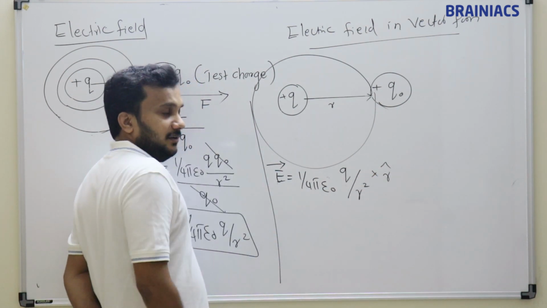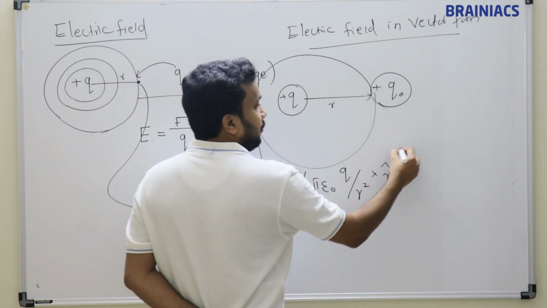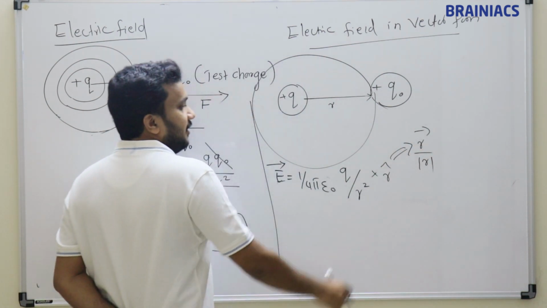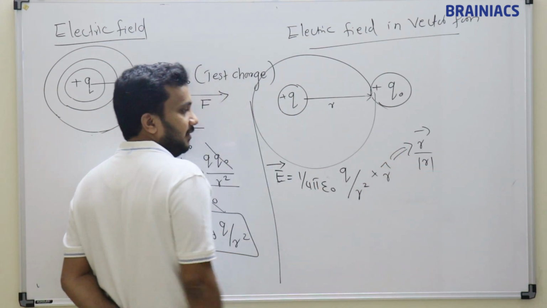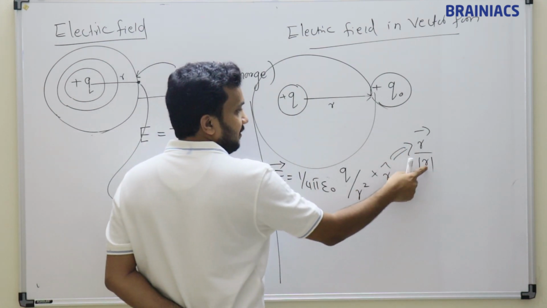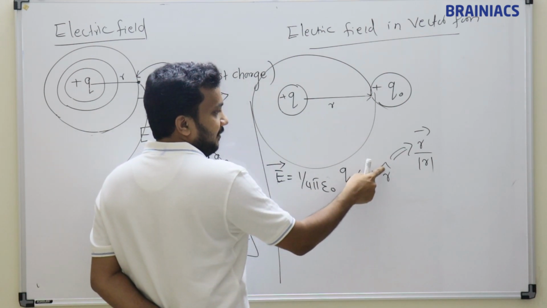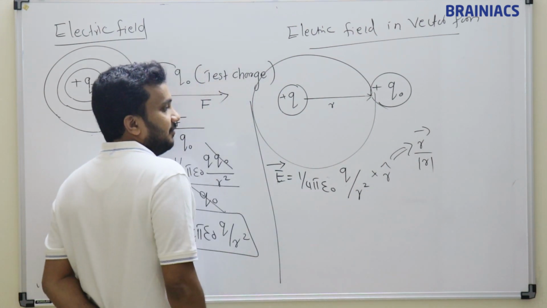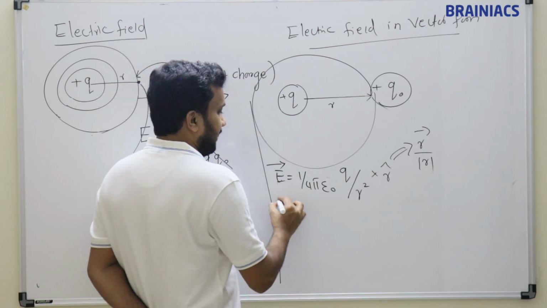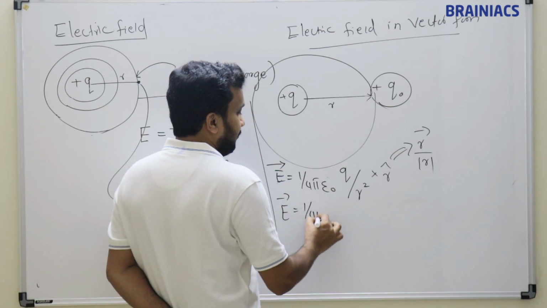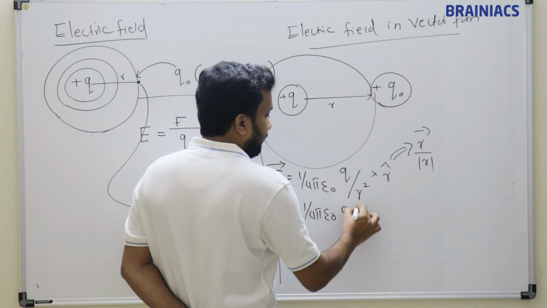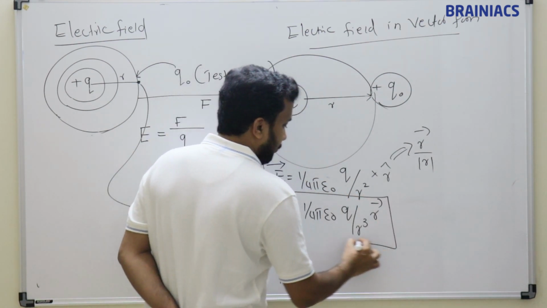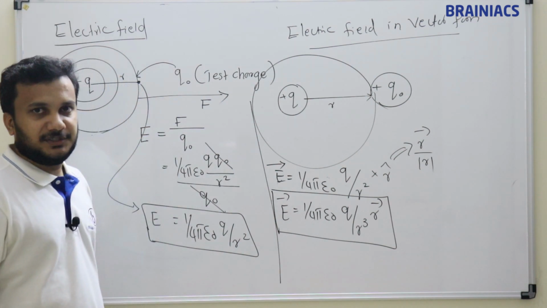What is the unit vector R? We know the unit vector R equals vector R divided by magnitude of vector R. If we substitute this, the denominator R square and this R will become R cube, and the unit vector R cap comes as vector R divided by magnitude of R. So vector E will be equal to 1 by 4 pi epsilon 0 q divided by r cube into vector R. This is the vector form of electric field intensity.